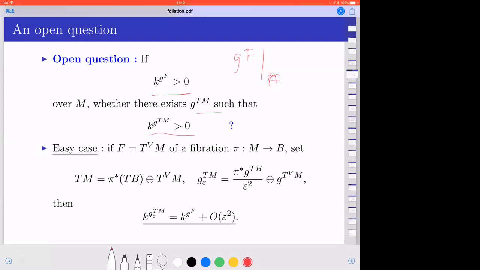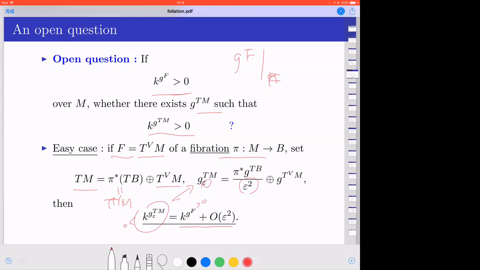In the simplest case, if we consider a fibration, F is the vertical bundle of the fibration. Then we take a splitting of the total tangent bundle of the total manifold into the vertical bundle and a horizontal bundle. We take the orthogonal splitting of the metric, but with a rescaling by epsilon. Then when epsilon tends to zero, the scalar curvature of the total manifold metric with respect to epsilon has an asymptotic formula. If the leaf-wise curvature is positive, then when epsilon is very small, the total one would be positive. So in the fibration case, this question has an easy and simple answer. But in general, it does not.